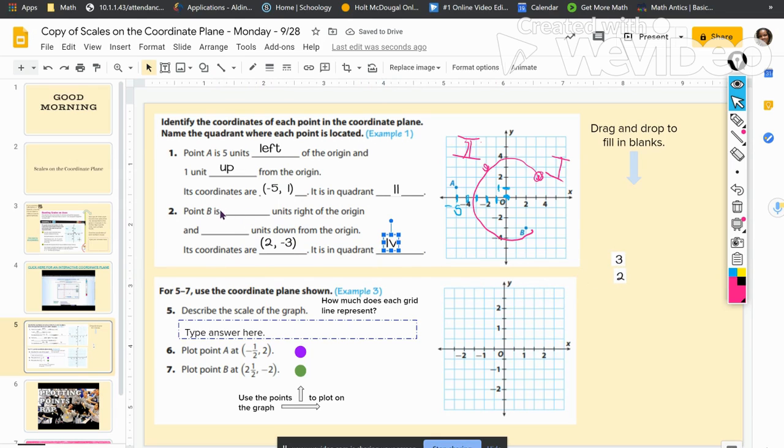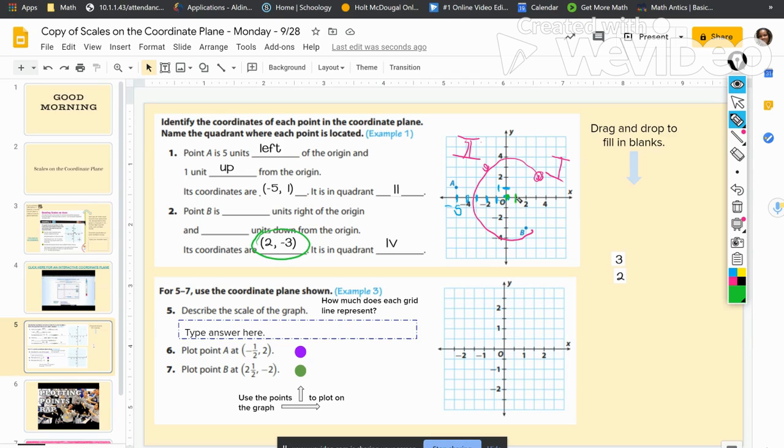Now point B is blank units right of the origin. So I'm going to look at my origin. I'll start there. I know my coordinates. Here it is. I know I'm going to plot point B. So I know my coordinates, which are 2, -3. So I'm going to start at my origin, and I'm going to go to the right 2, because my 2 is positive, so I'm going to the right.